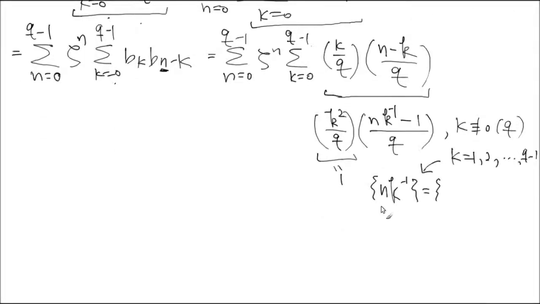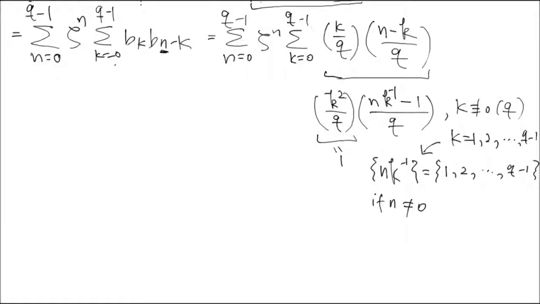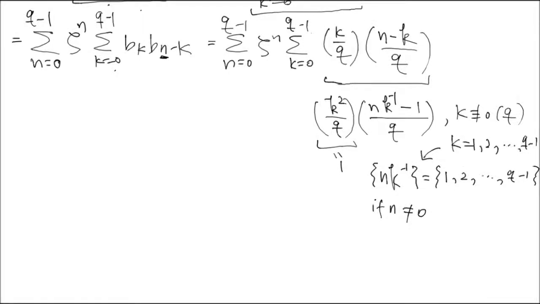n is a fixed number, and if n is not 0 in this case, then k inverse is going through all. This inverse is the same thing because q is a prime. If you multiply some non-zero number, you know it permutes around, right? So this is exactly the same set as 1 through all the way to q minus 1. Sorry about that, I'm skipping lots of argument here. k is going through 1 through q minus 1.